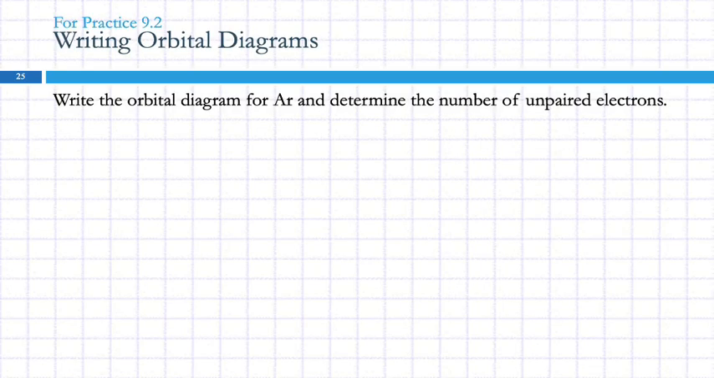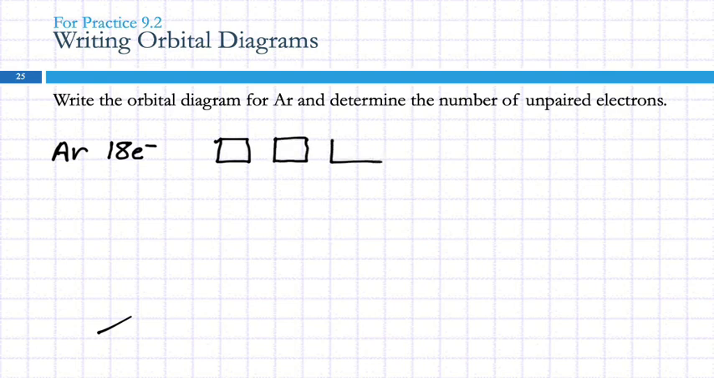Okay, so let's write the orbital diagram for argon and see if we can figure out how many unpaired electrons it has. Well, the first thing we need to know is how many electrons argon has. Argon is element 18, so it has 18 electrons. So I'm going to sketch out the rooms in this hotel and the beds.